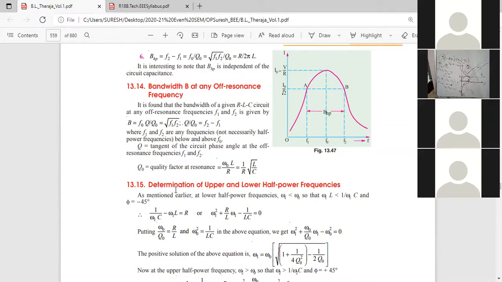Next slide heading: determination of upper and lower half power frequencies. Write on the side heading, determination of upper and lower half power frequencies.